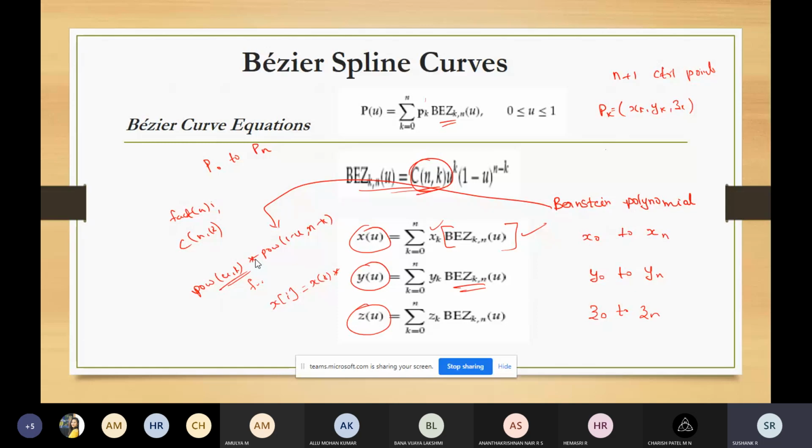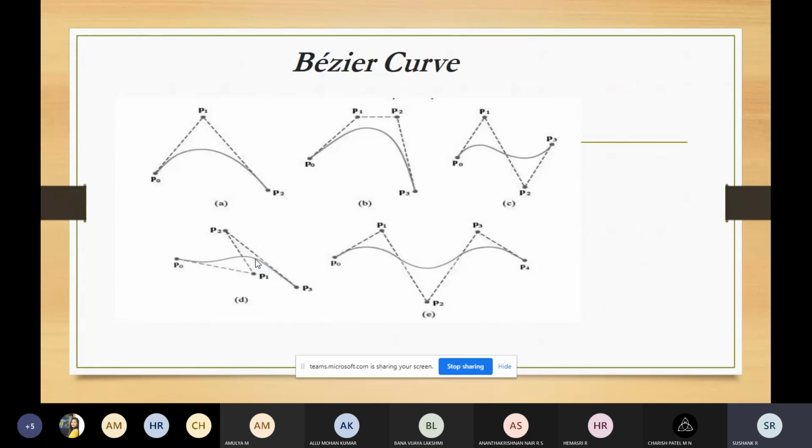After this, we will have some examples of Bezier curves. The following figures give some examples of how the Bezier curve will appear. Here you can see we have only 3 points, p0, p1, p2. Here we have 4 points, p0, p1, p2, p3. Here also we have 4 points. And here we have 5 points, p0, p1, p2, p3, p4.